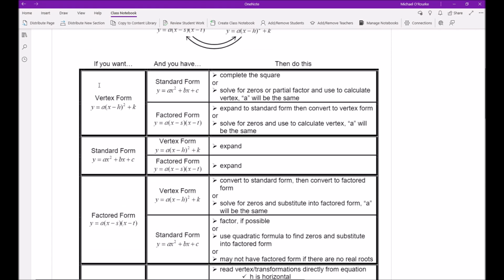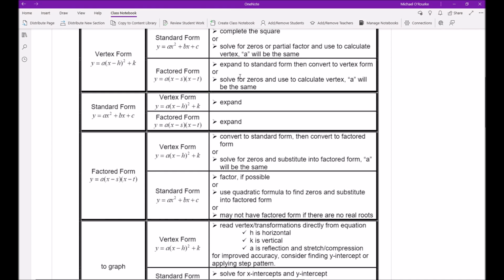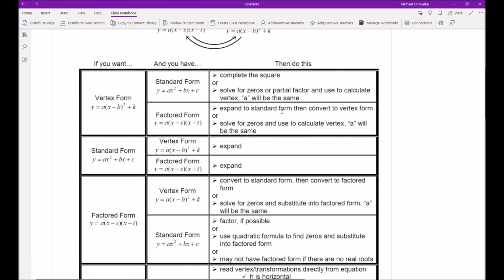It starts with, if you want vertex form and you have standard form, this is how to get to it, right? So if I want vertex form and I have standard form, I need to complete the square. Or I could solve for zeros, then use a calculator, calculate the vertex, and find my a the same way, which is a lot more steps. If I have factored form, I need to expand to standard form, then convert to vertex form, and that's completing the square. Or I could do the same thing.